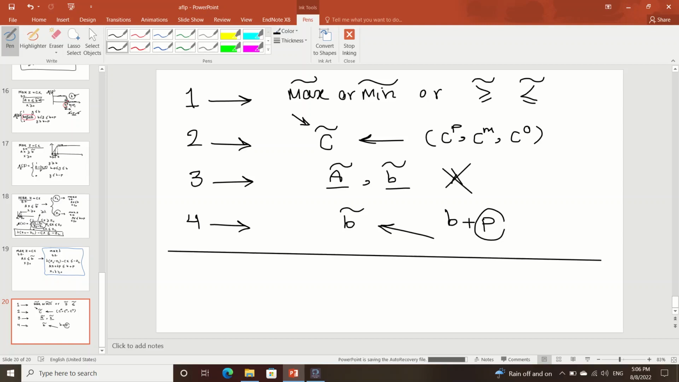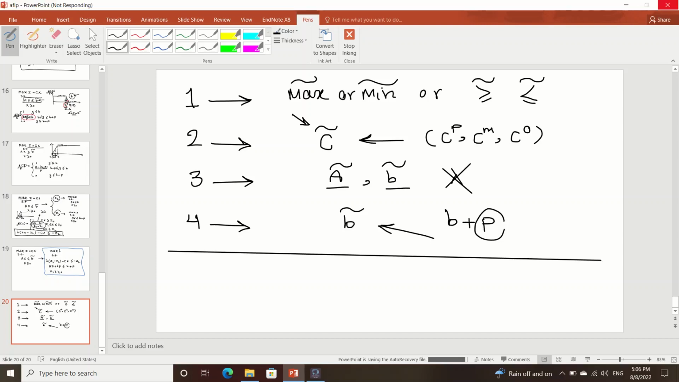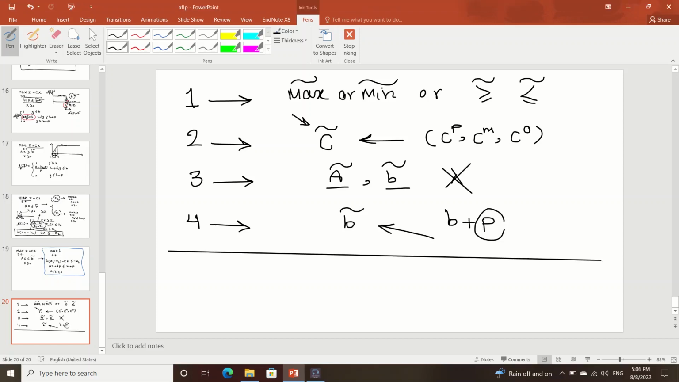Okay. In the next session, I will give suitable examples for each state, the first to the fourth, and I will try to solve the model by using GAMS as commercial software.